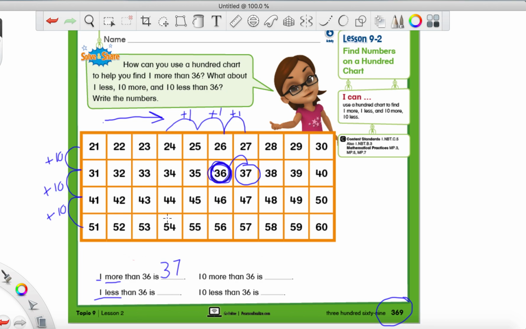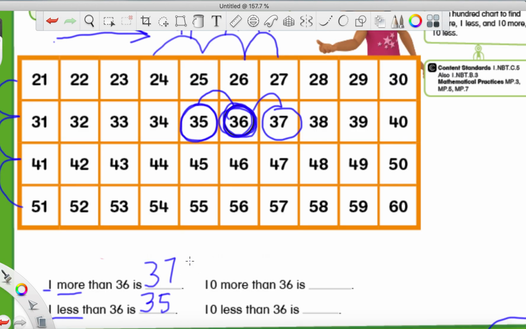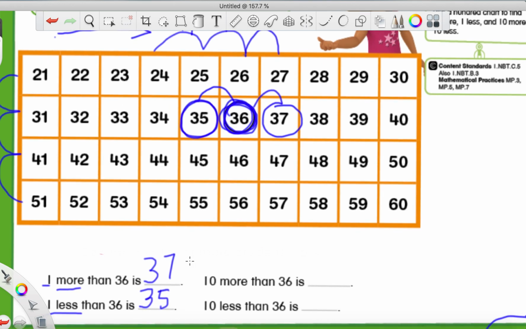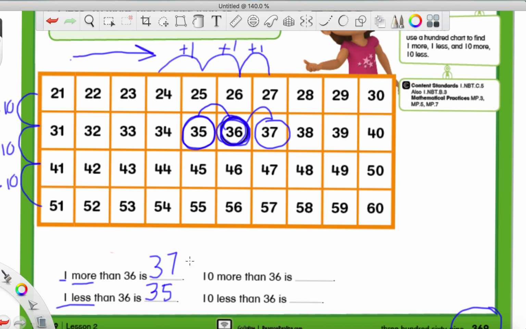What about one less? Oh, man. Well, if you think about it, if we go forward one jump, we can also go backwards one jump. So if we go backwards one jump, it's like saying minus 1. And what number do we land on right here? 35. There we go. So, 35. You know, let me zoom in just a little bit, just a smidge. Oh, there we go. Much better.